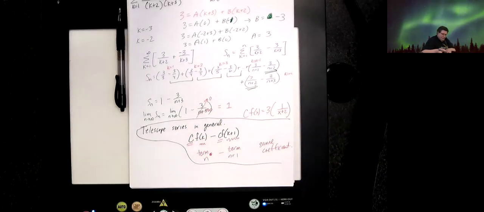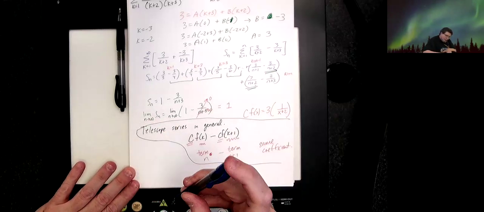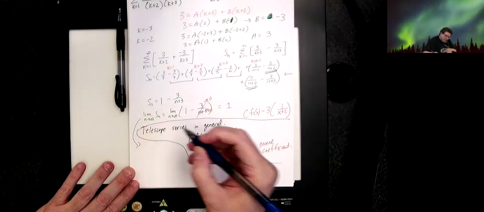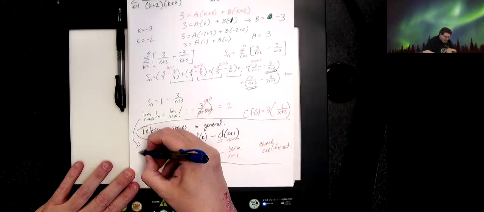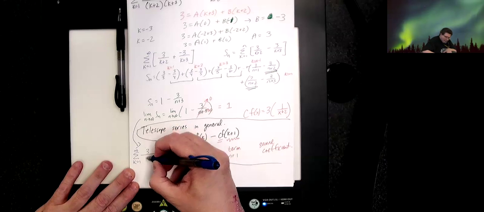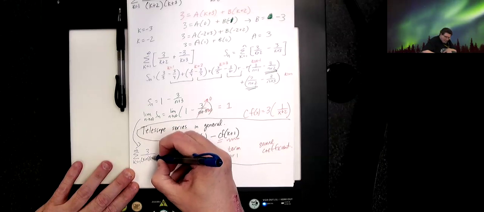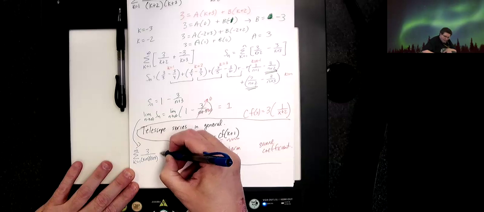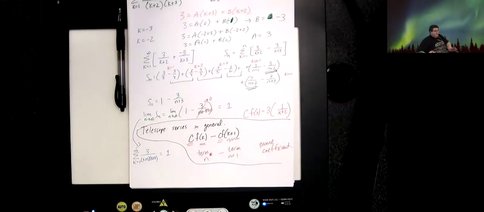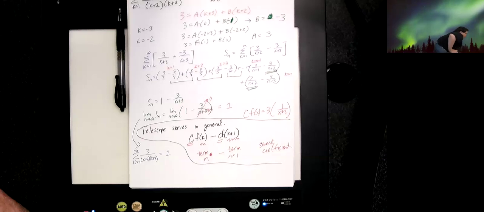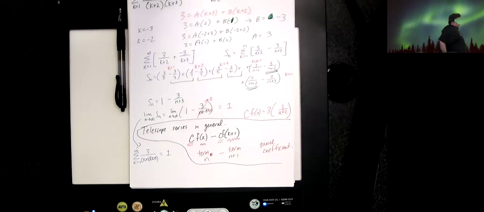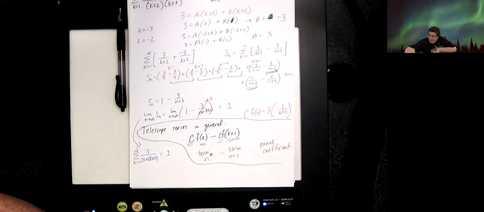Maybe I should go back and finish this one. Since the partial sum converged to 1, then what we started with, the sum from k equals 1 to infinity of 3 over k plus 2 times k plus 3, also converges to 1. And let's take a 10-minute break before we start the next part, geometric series.